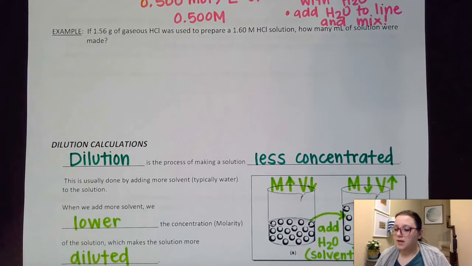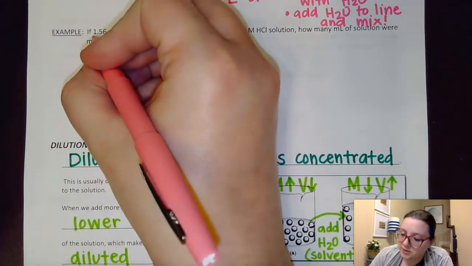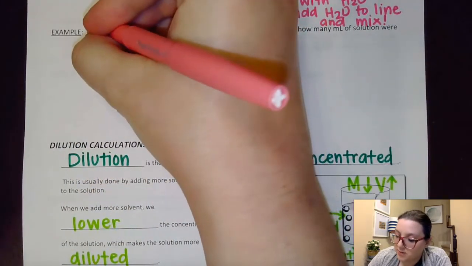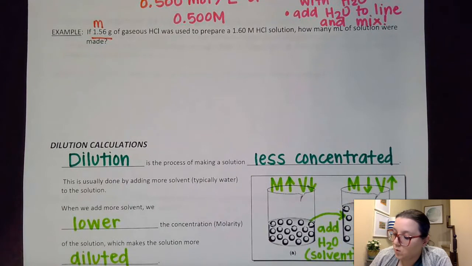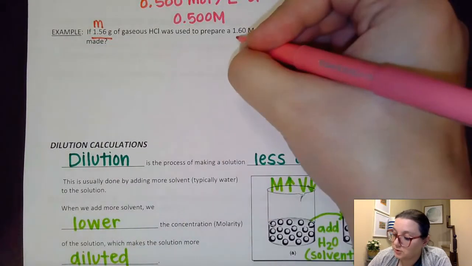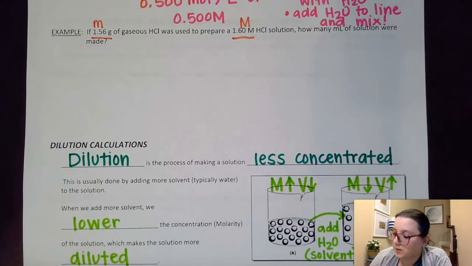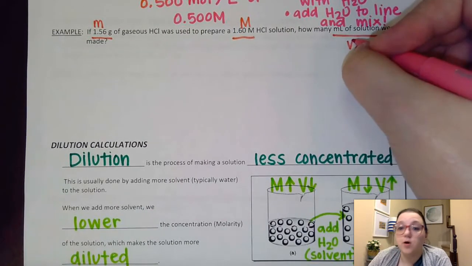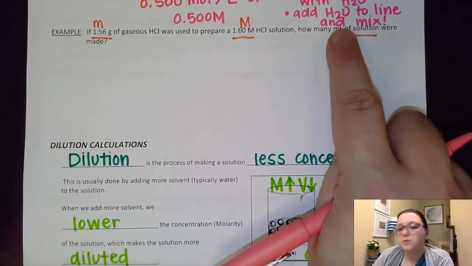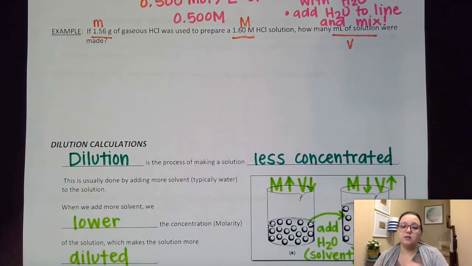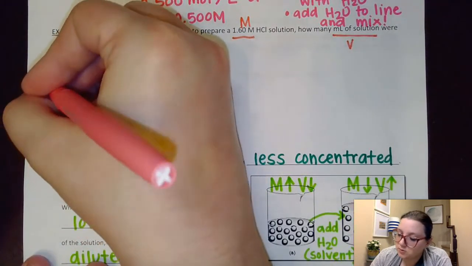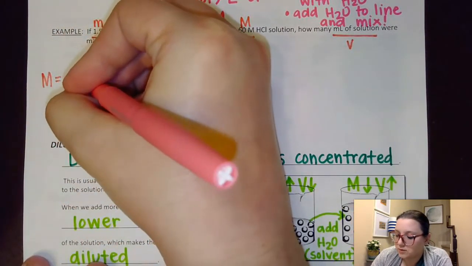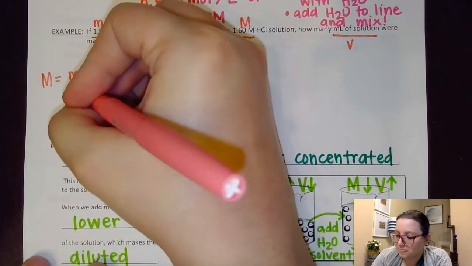On this one, it says, hey, I have 1.56 grams of gaseous HCl, so that's going to be a mass. Then I have 1.60 molar HCl solution, so they actually gave me a molarity here. And it wants to know how many milliliters of solution were made, and so that's going to be a volume that I'm looking for. However, I have to be aware that it wants this volume in milliliters, and as we know, our calculation usually comes out in liters, so we will have to do some sort of conversion at some point. So I am going to use my molarity equals moles over liter formula.